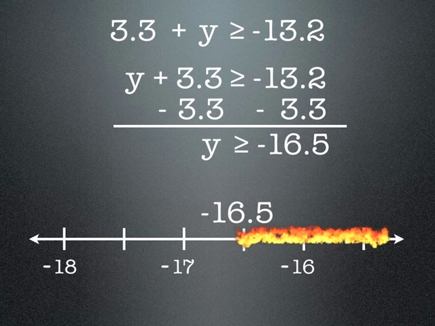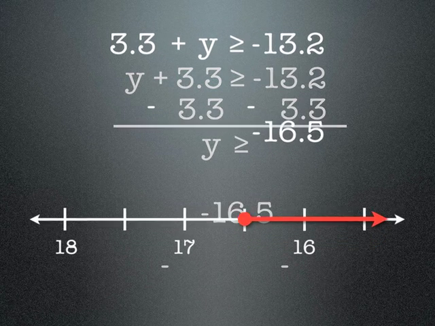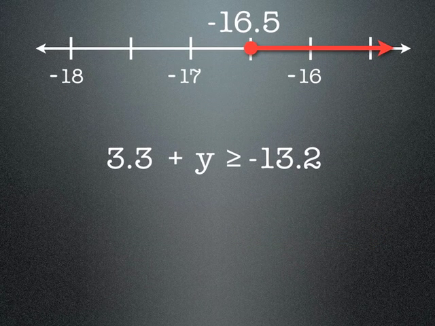So we need a closed circle at -16.5. Of course, we can check our solution to see if it's correct. So I'll replace y with a solution that makes the statement true, and there's no need to select a difficult number. Here I selected 0, and of course 3.3 is going to be greater than or equal to -13.2.